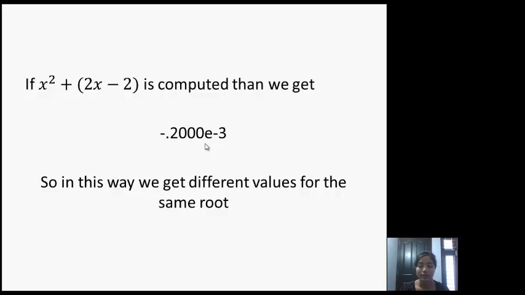So these are the consequences of floating point representation.